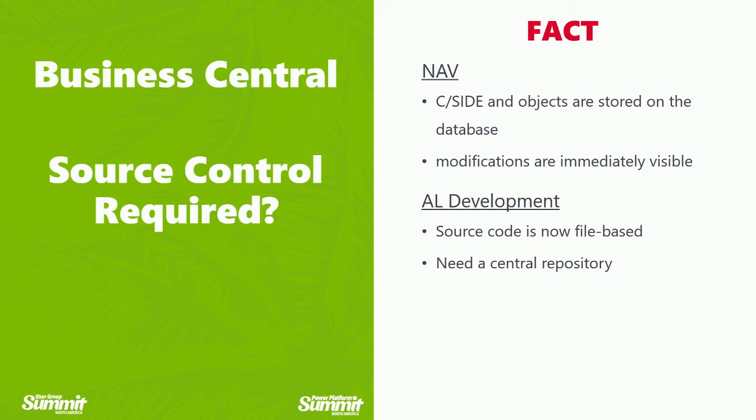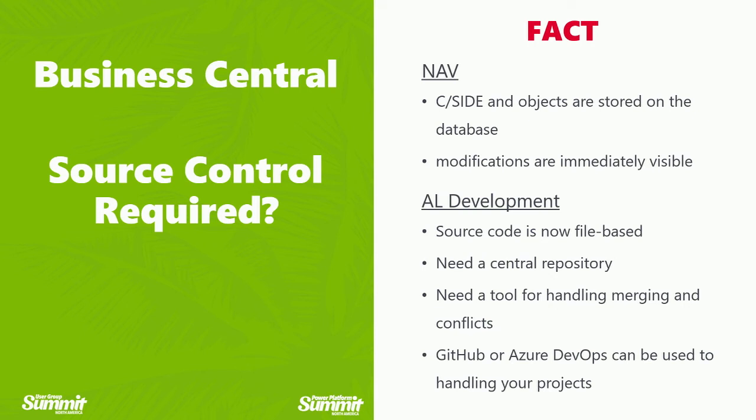So you need a way to have a central repository for storing those files. And also, you need a tool for handling merging and any conflicts that arise with different changes. Now, that could be for one developer, that could be for multiple developers. Because if you're developing on multiple things and just saving those files and not loading the extensions, you may have some conflicts. So there's two tools that are out there that are great to use, and they're highly recommended. GitHub and Azure DevOps can be used for this exact purpose, for merging your objects and then handling any of the conflicts that arise. So just keep those in mind.